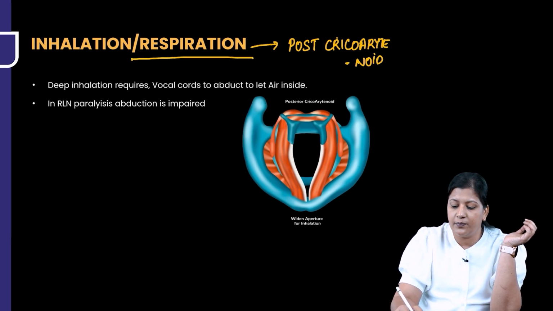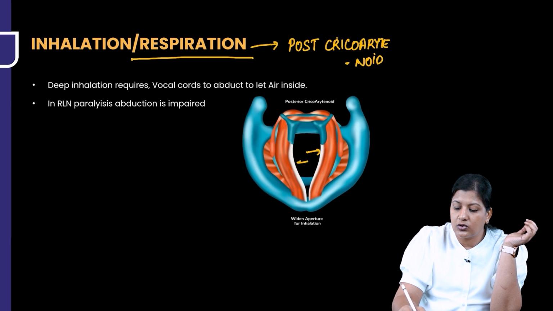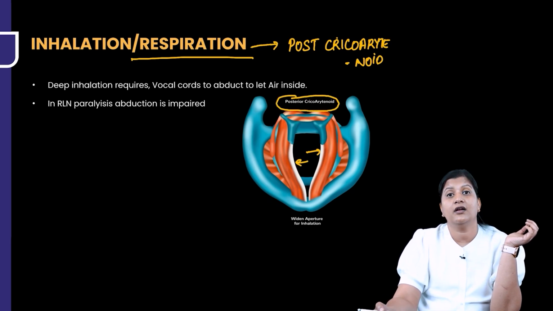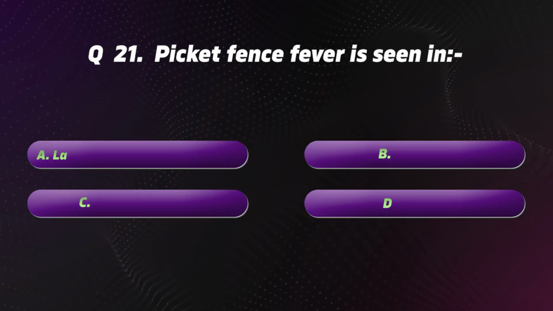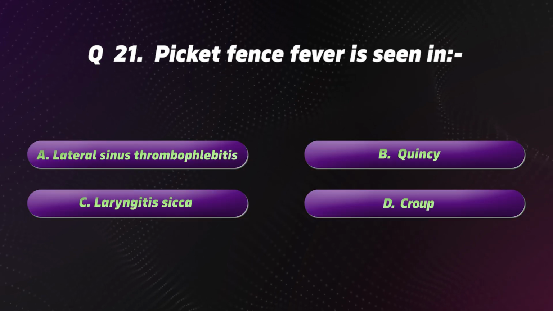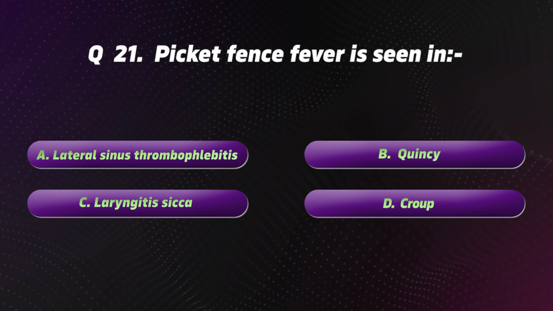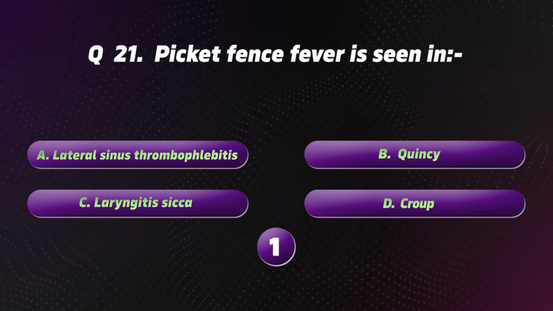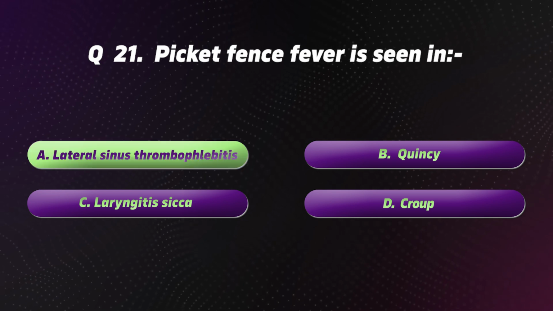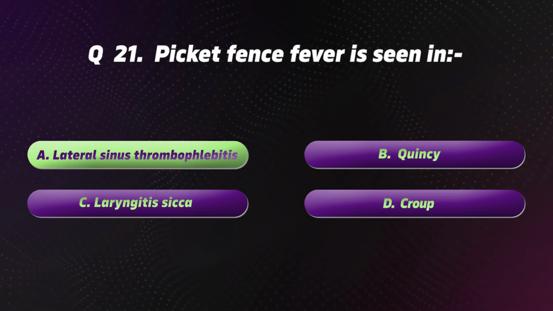So when we want to breathe, we want the vocal cords to go away from the midline, and this is done by your posterior cricoarytenoid muscle. Question 21. Picket fence fever is seen in. Here are the options. A. Lateral sinus thrombophlebitis. B. Quinsy. C. Laryngitis sicca. D. Croup. And the correct answer is option A, lateral sinus thrombophlebitis.